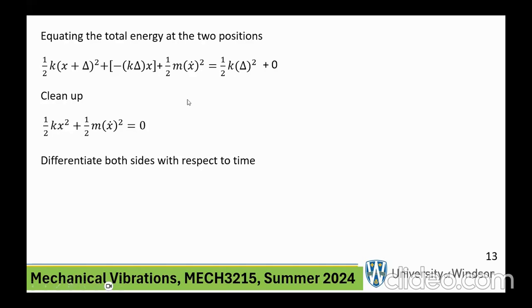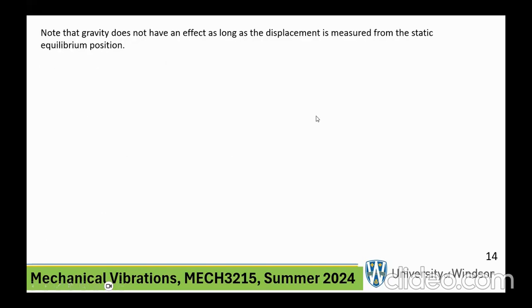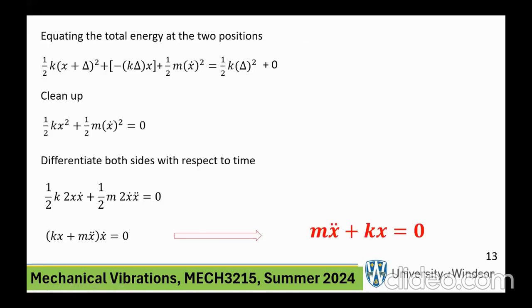And now we can differentiate this. If you differentiate that, you get 2k x dot, and you differentiate this, you get 2m x dot x double dot. This is from elementary calculus. Divide through by x dot, and you're going to get the mother of all equations.